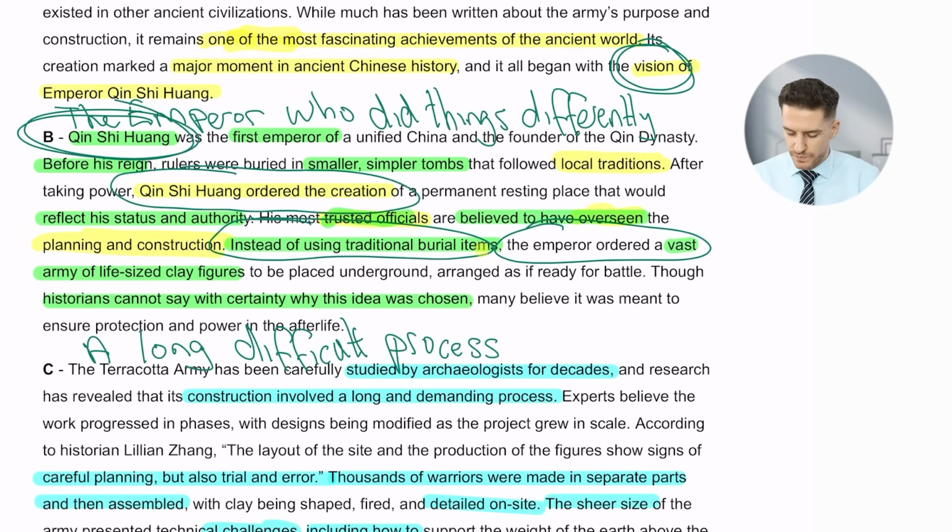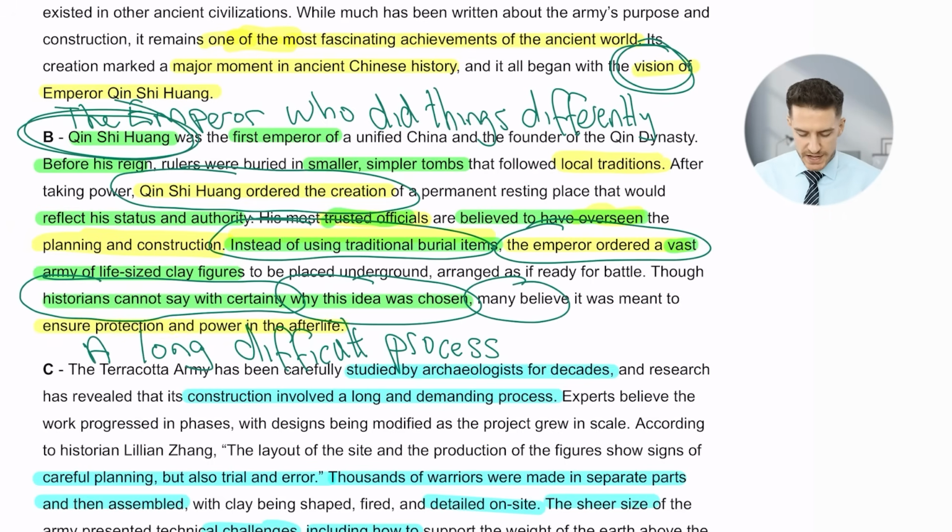Instead of using traditional burial items, the emperor ordered a vast army of life-sized clay figures. So that's sort of saying that he didn't follow what other emperors or other rulers were doing, because it said instead of using traditional items, to be placed underground, arranged as if ready for battle. Though historians cannot say with certainty, that could be important. Historians can't say with certainty, they're not 100% sure about why this idea was chosen. Many believe it was meant to ensure protection and power in the afterlife. So we've got some basic ideas about the emperor now.